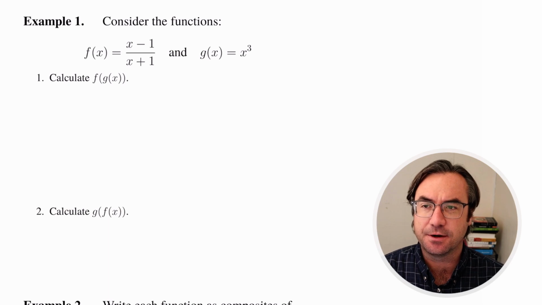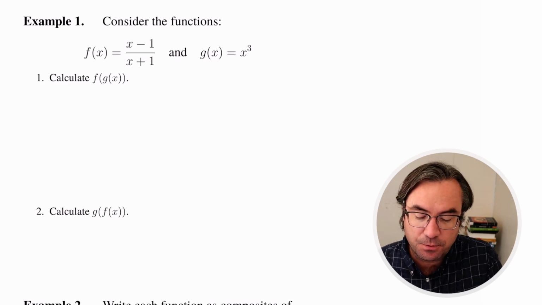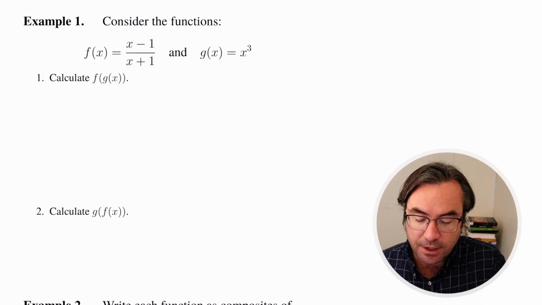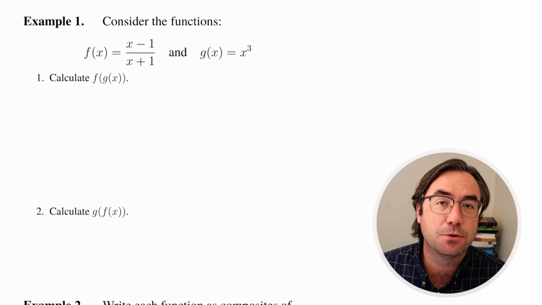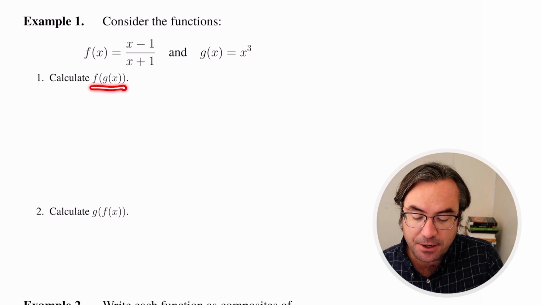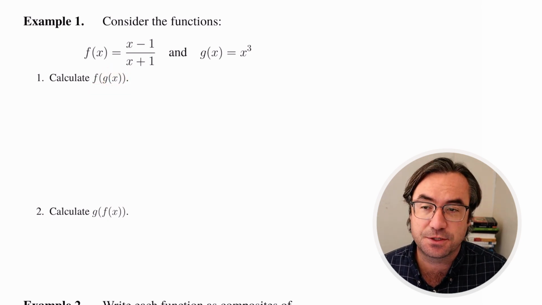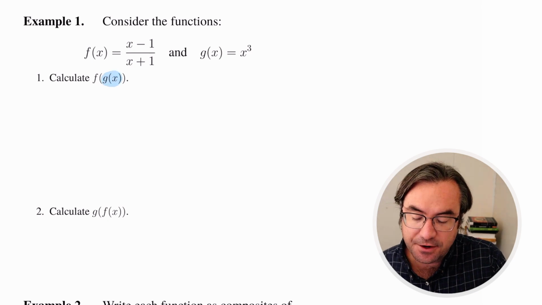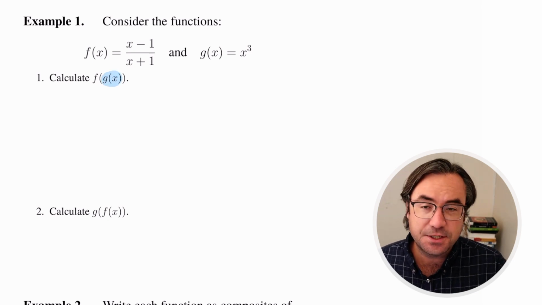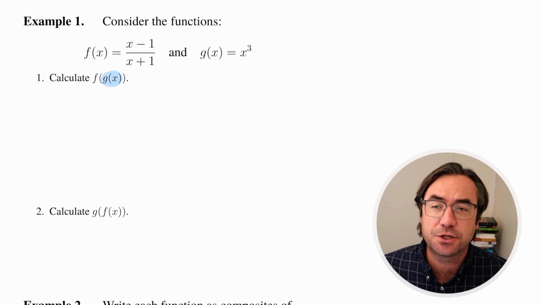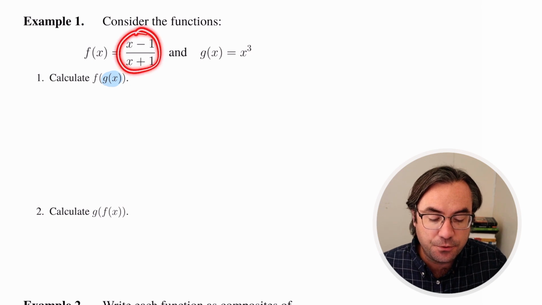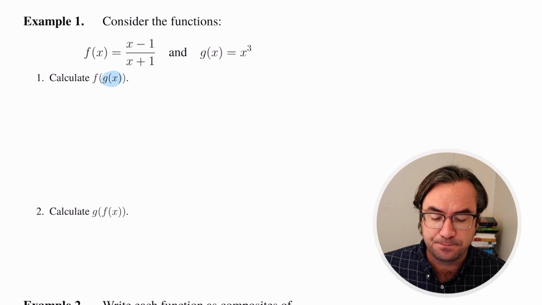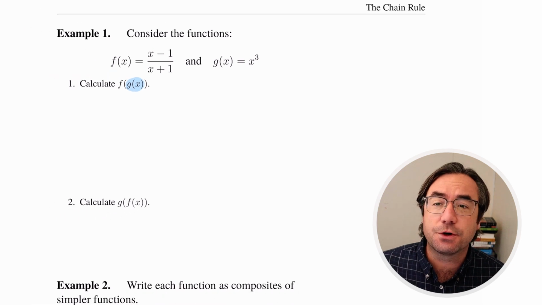So we have two functions here, f of x equal to x minus 1 over x plus 1, and g of x equal to x cubed. And we're going to calculate the composition f composed with g of x. So in this setup here, g of x is going to be the thing we do first. So g of x is the inner function. So let's see how we can figure out what the formula for this new function is going to be. We're essentially taking two formulas here, two functions, and we're combining them in a special way. So g of x is the thing we're going to do first.